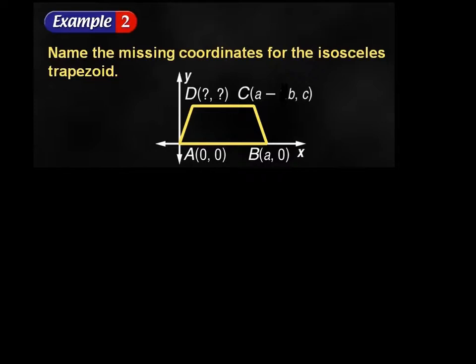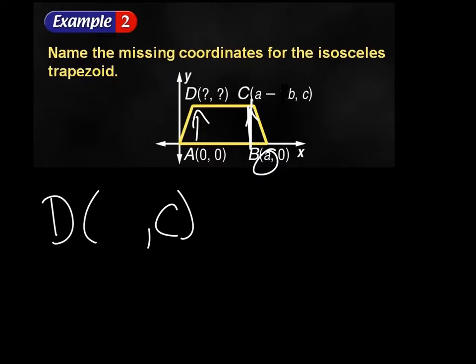Name the missing coordinates for the isosceles trapezoid. You can't do a whole proof very well on the test, so this is the type of question you'll have to fill in on the test. Obviously, the y-coordinate is C. It's C units up. If this was A, we had to subtract the same thing that we would have to add here, so this would need to be B, because these segments would have to be the same.